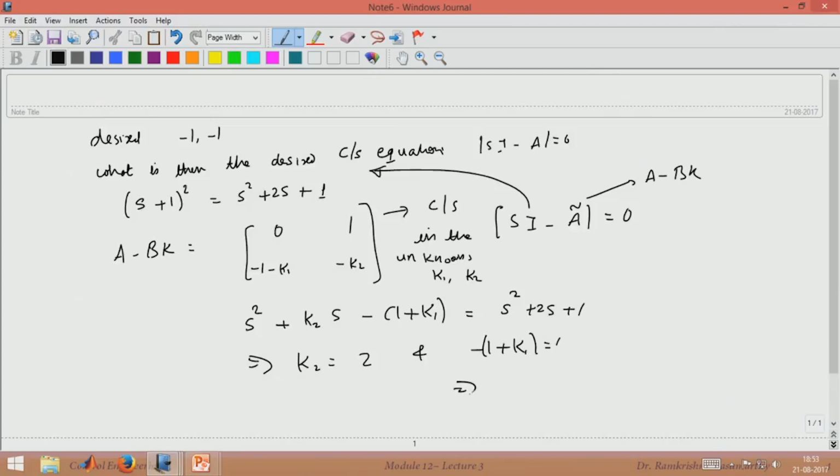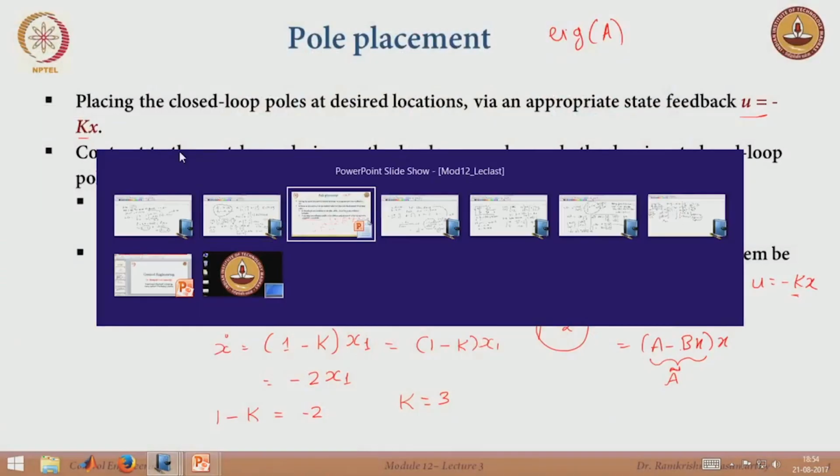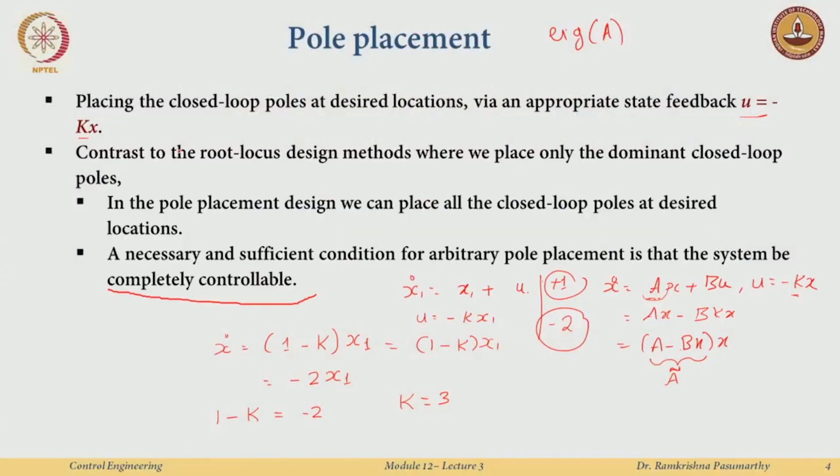is 1, which essentially means that k1 is minus 2. Okay. So with this controller I can place my closed loop poles at the desired location. And how do I check if I can do this or not? It's just by the system being controllable or not. Okay. So this was about controllability.